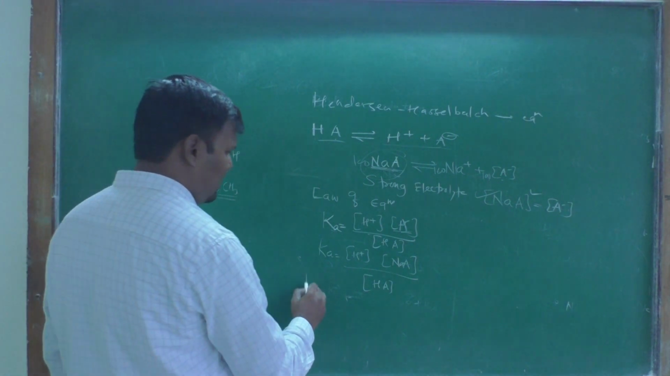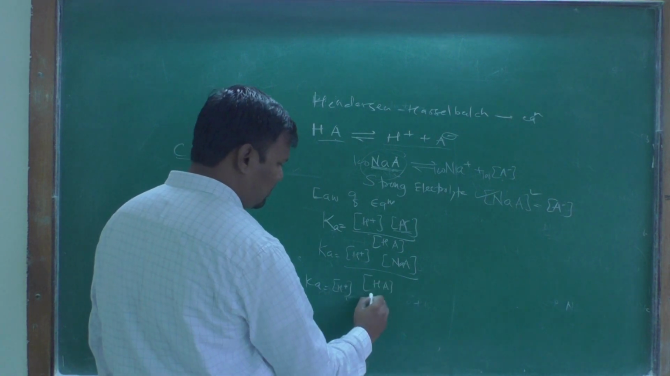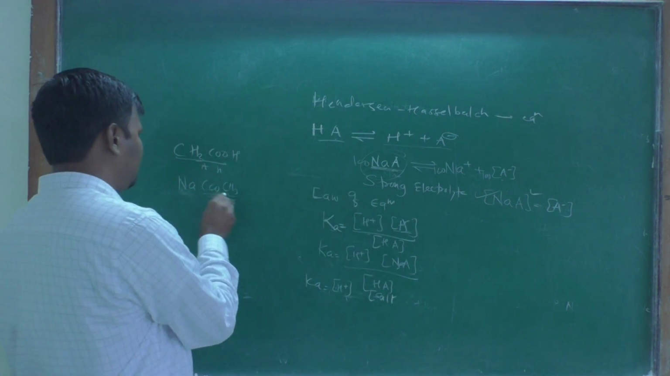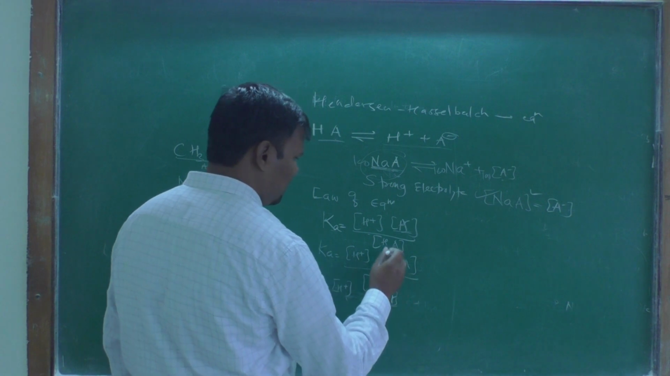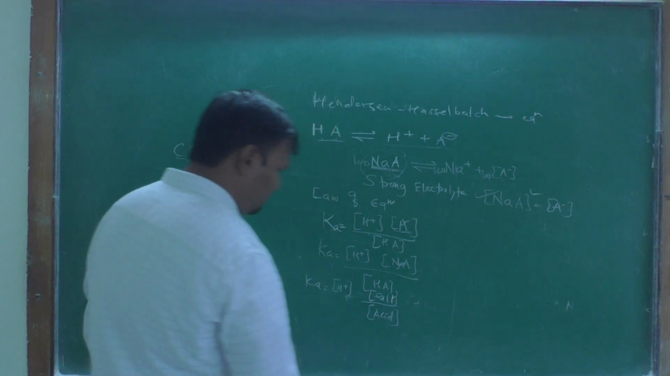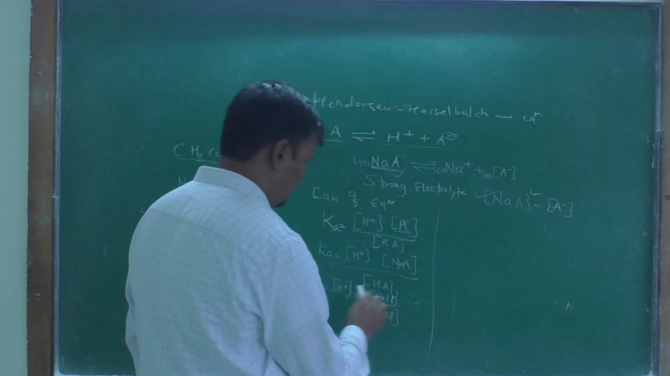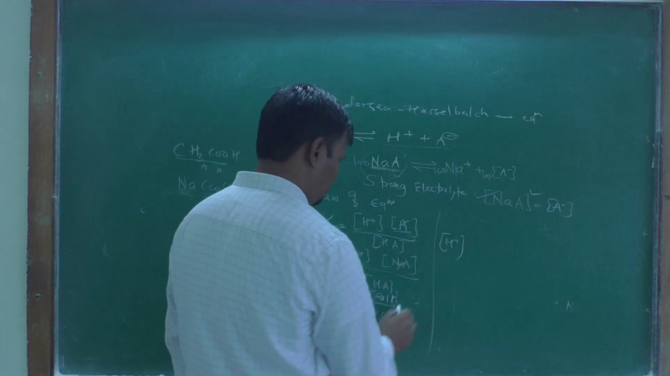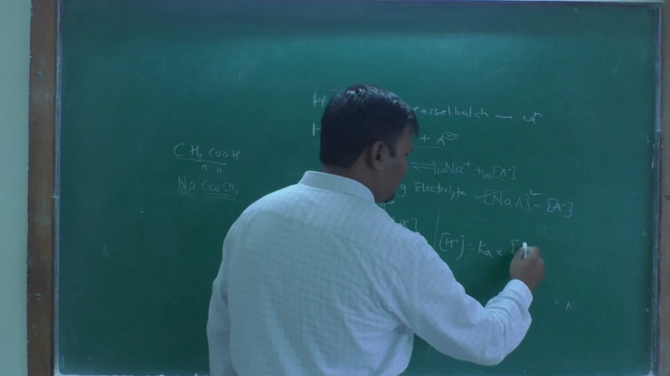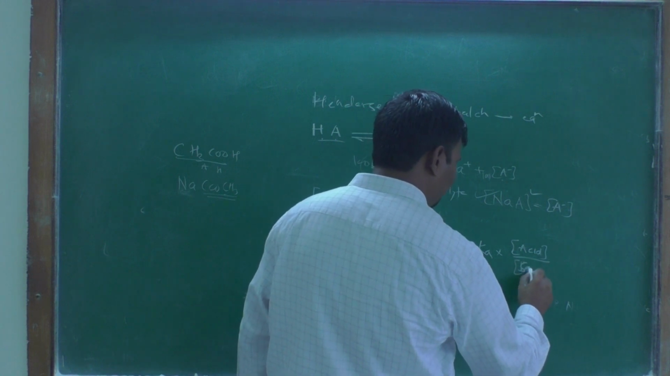Therefore Ka is equal to H+ times the concentration of salt upon HA, which is the acid. The H+ ion remains on one side, and we transfer Ka across, so that H+ equals Ka times the concentration of acid upon the concentration of salt.